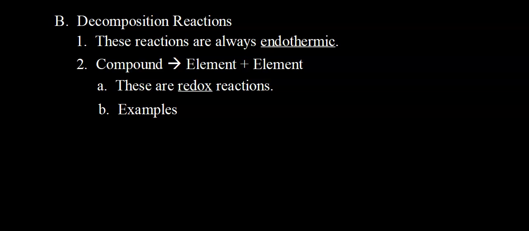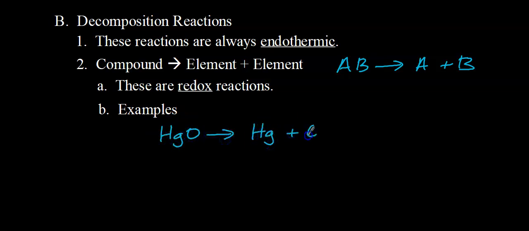So again, we can write a generic equation for this. A binary ionic compound or binary molecular compound will decompose into its elements. These are also redox reactions. Here's a couple examples. If you take mercury(II) oxide, or mercuric oxide, and heat it up, you will make mercury metal and oxygen.